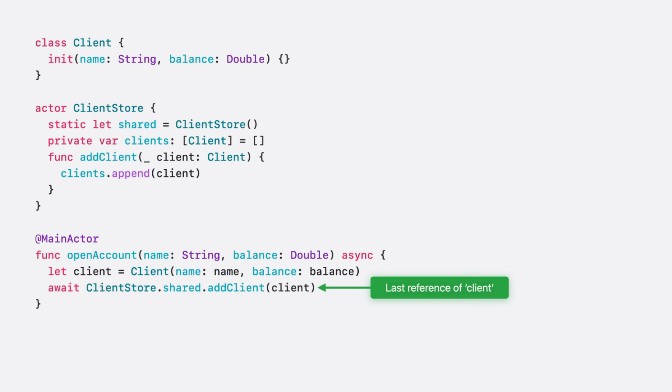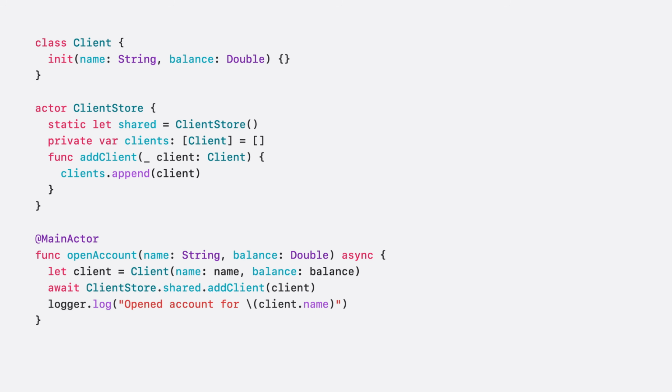However, the client reference is no longer referenced on the main actor after it is sent to the client store actor. Since there is no sharing of the client state between the main actor and the client store actor, there can't be a data race. With the improvements to data race checking in Swift 6, this compiles successfully. And if you reference the client after passing it to the client store actor, the compiler will raise an error to indicate a data race.